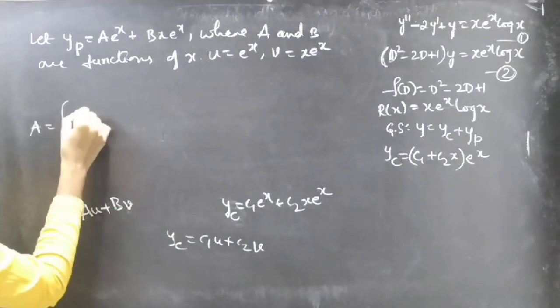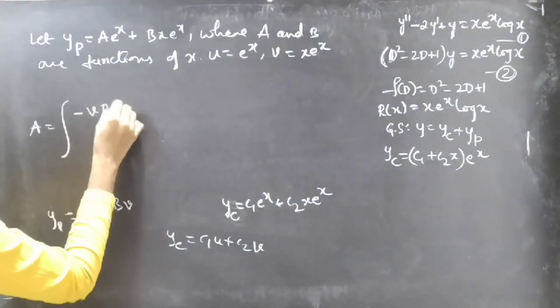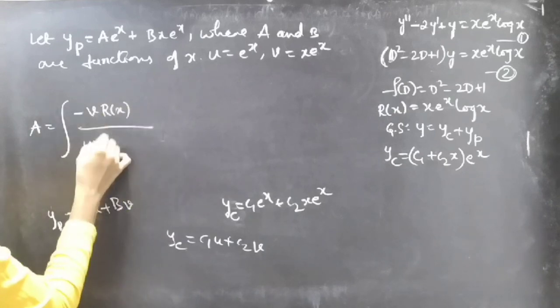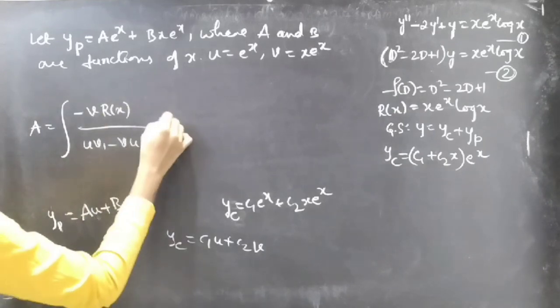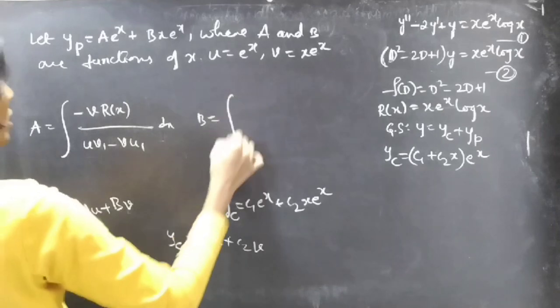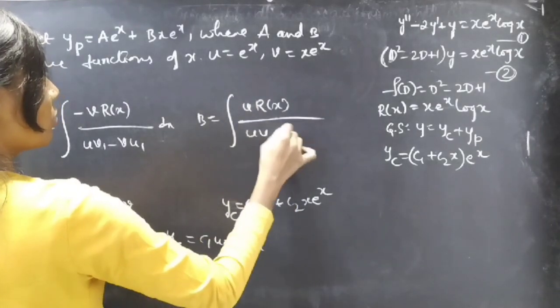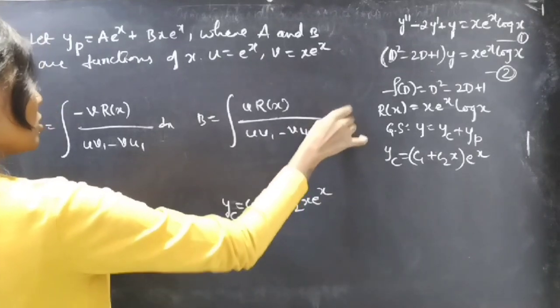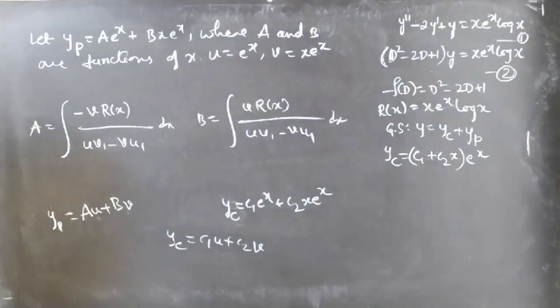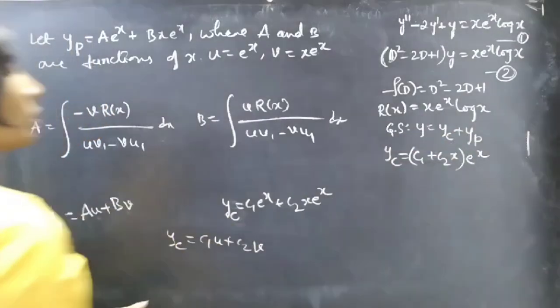A is given by the integral of -v R(x) / (u v1 - v u1) dx, and B is given by the integral of u R(x) / (u v1 - v u1) dx. If you notice, we are having u v1 - v u1 in both the formulas, so we'll begin with u v1 - v u1, and later we'll find A, B, yp and find the general solution using y = yc + yp.